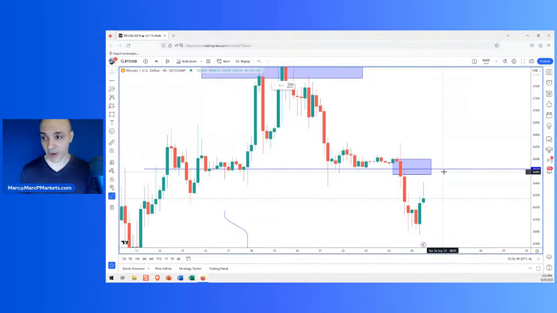Our context is bearish. We broke this support. So what is the support now? Anyone want to tell me? You guys are following. What do I have over here in TradingView?